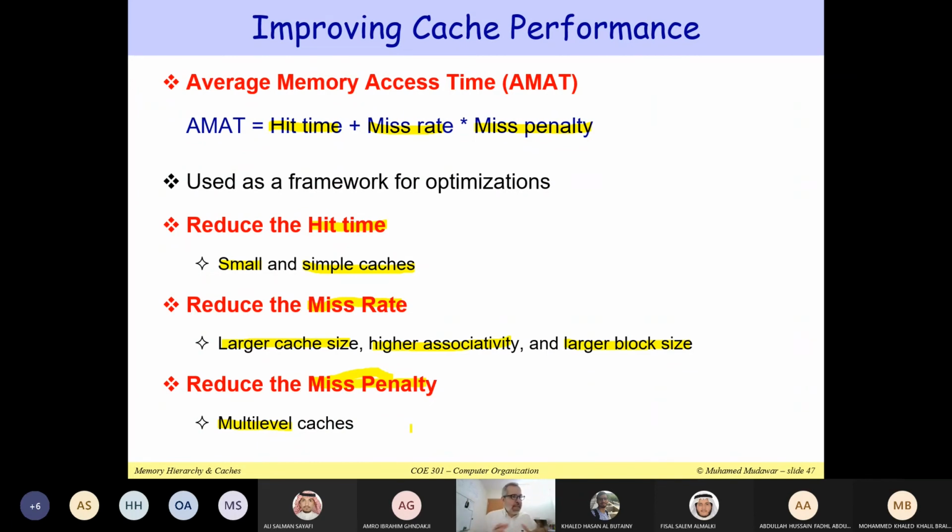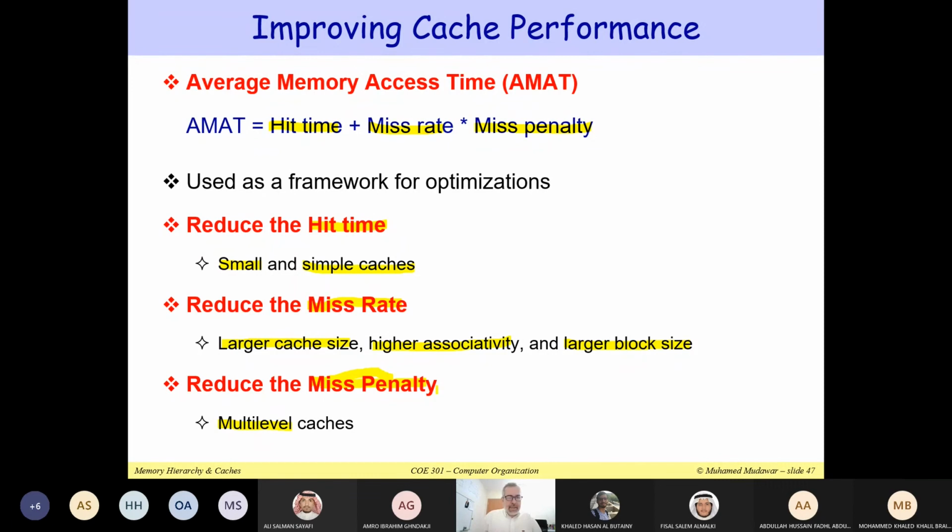Now notice that some of these are conflicting. To reduce the hit time, you need a small cache, but to reduce the miss rate, you need a larger cache. You see that these actually are conflicting. So for this reason, people actually use multiple levels of caches. They use a small level 1 cache, and they use a bigger level 2 or level 3 cache. And to reduce the miss penalty, they go multiple levels of caches so that you don't really have to go to the main memory.